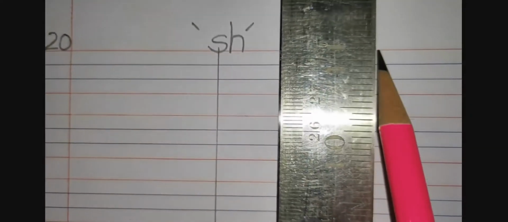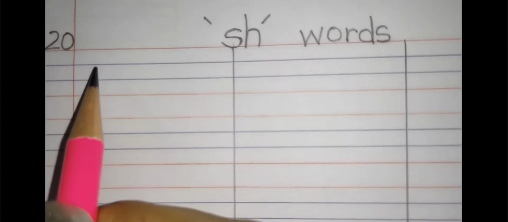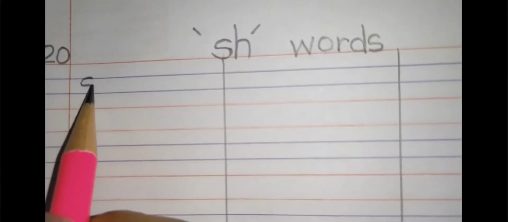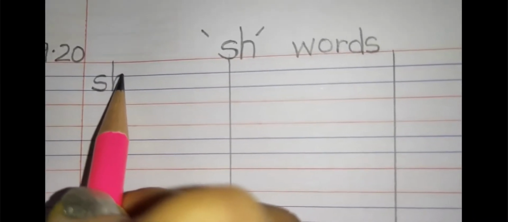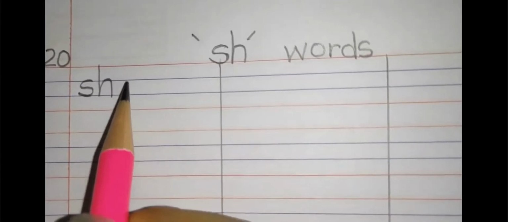1, 2, 3. First word is ship. S-H-I-P, ship. First we have to write S. For writing S, first we will make C curve and reverse C curve between blue lines. For H, we have to make a standing line from red line till second blue line, go up till first blue line and come down to second blue line.